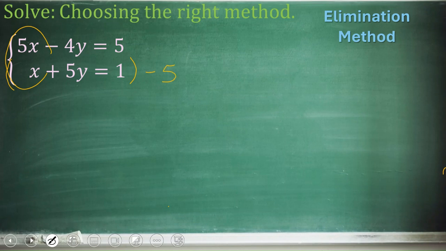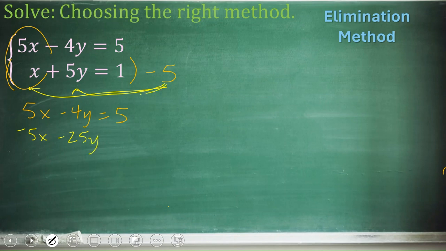The reason I'm doing that is because I'm creating an equivalent equation. To do that, you have to multiply the entire equation by the same value. Otherwise, it's a different equation. So I'm going to start by rewriting the top equation just as is because we are not doing a thing to that equation. And now I'm going to distribute this negative 5 to every term in the bottom equation. So negative 5 times x is negative 5x. Negative 5 times 5y is negative 25y. Negative 5 times 1 is negative 5.